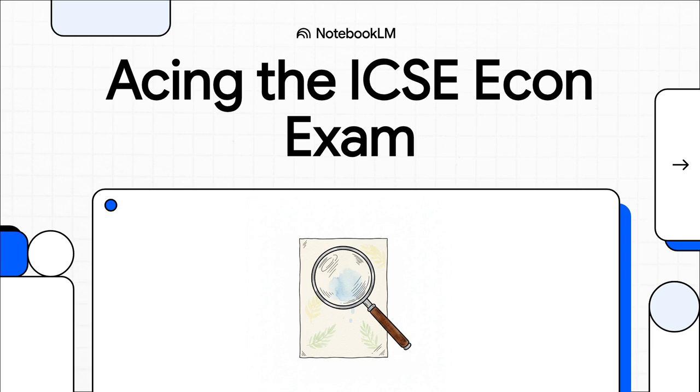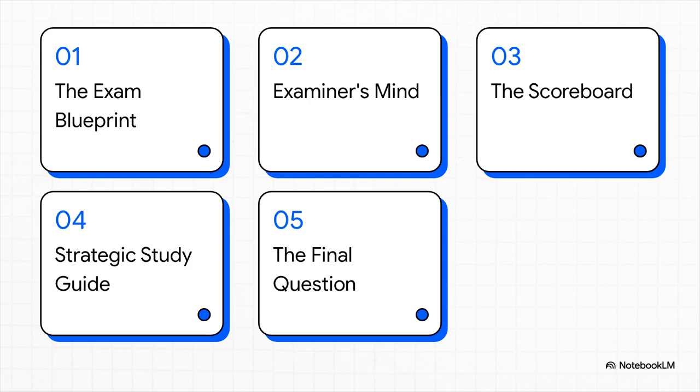Let's get into it. Here's how we're going to break it all down. First, we'll lay out the exam blueprint. Then, we're going to get inside the examiner's head and figure out what they're really looking for. After that, we'll check out the scoreboard, the hard data on how students actually did. From there, we'll build your strategic study guide. And finally, we'll wrap it all up with one last, really important question.